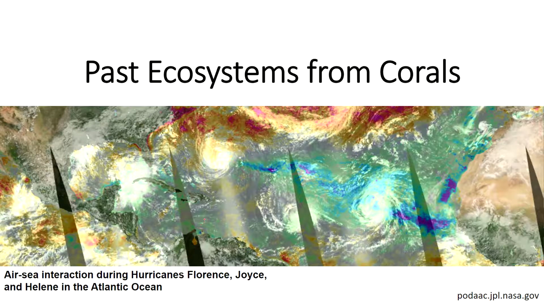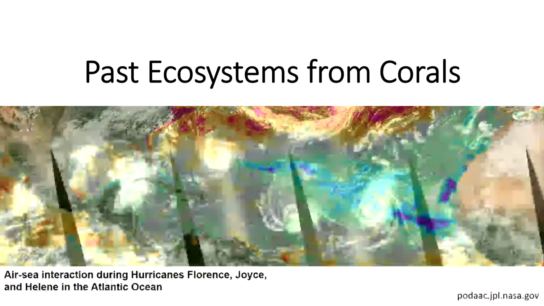Okay, so this section of the course is going to be looking at how we can learn about the past climate and local oceanographic conditions from corals. First of all, maybe take a step back and ask why we might want to do this when we already know so much about our planet from direct observations. So here's a satellite image.